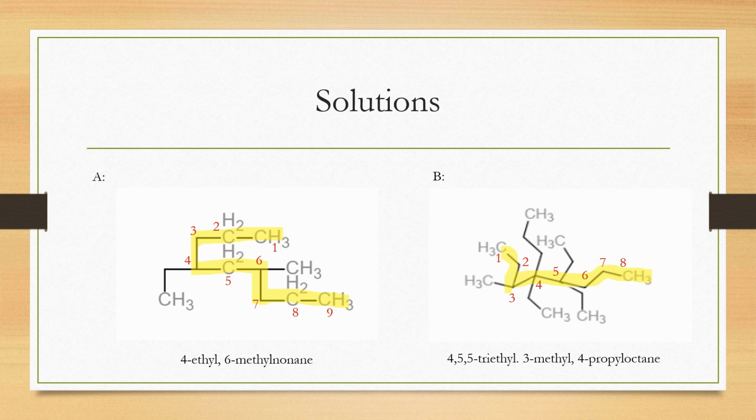Other common mistakes that might occur for B: if you start the main chain in the middle chain, you will still have 8 carbons, but you only have 4 side chains versus the 5 created with the proper main chain.